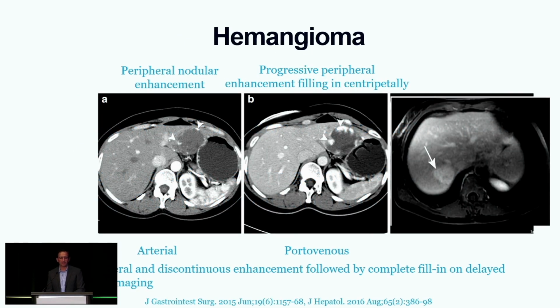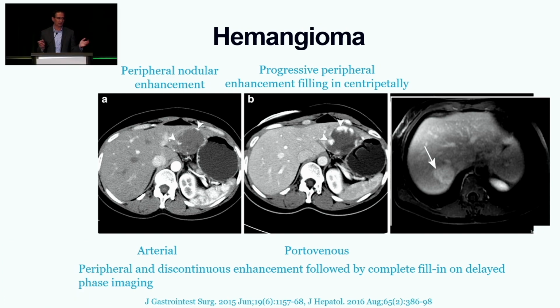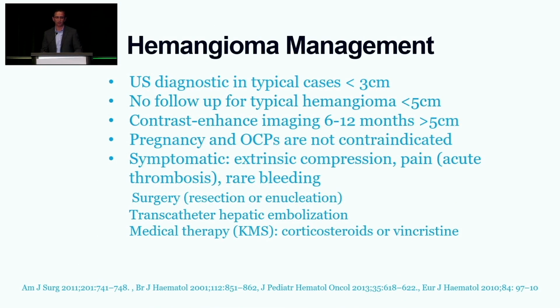So peripheral nodular enhancement, and look at the pictures left to right. This is just beautiful. Peripheral nodular enhancement, then it keeps creeping in centripetal from the periphery to the center, and then if you move to the right, you see it now full-fledged like that. Bingo, relax, nothing to do, hemangioma.